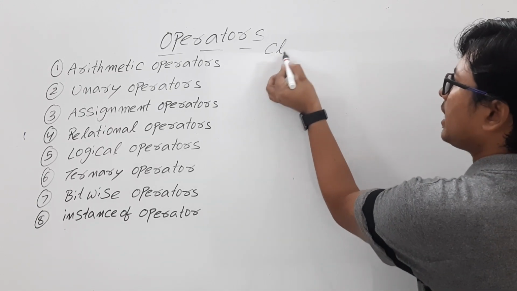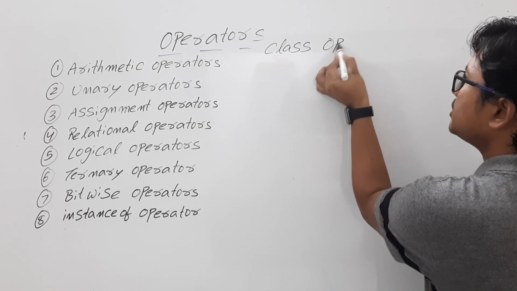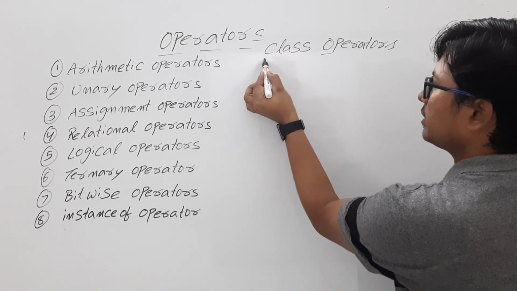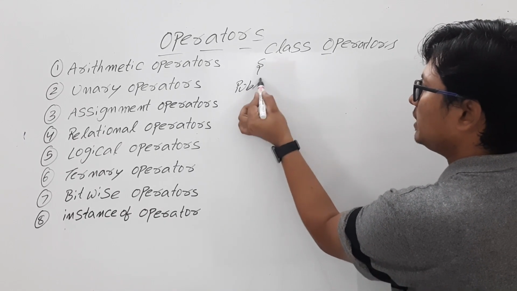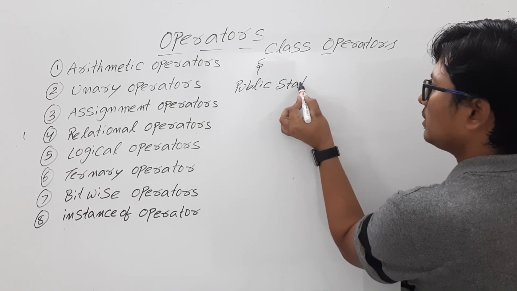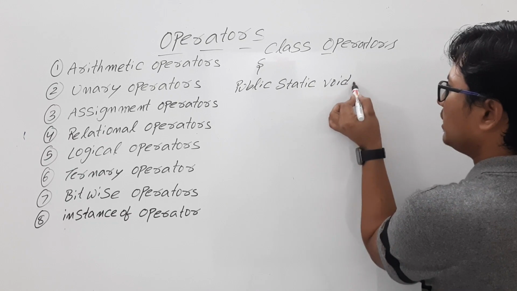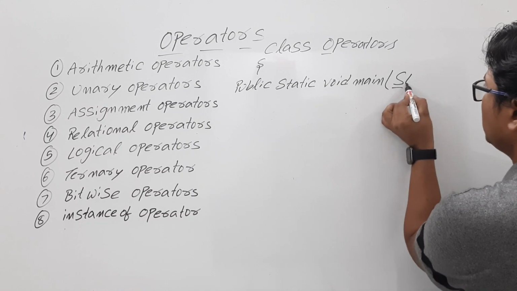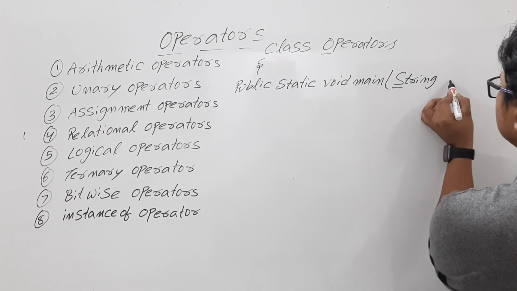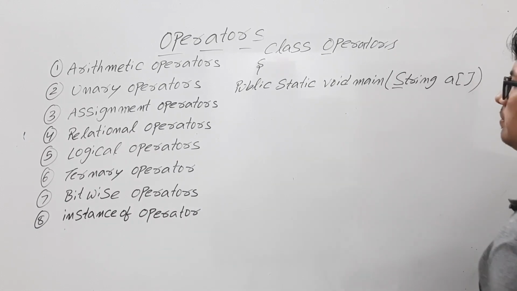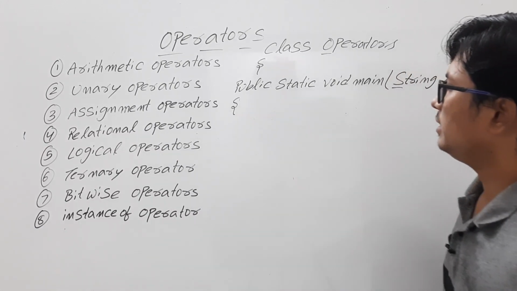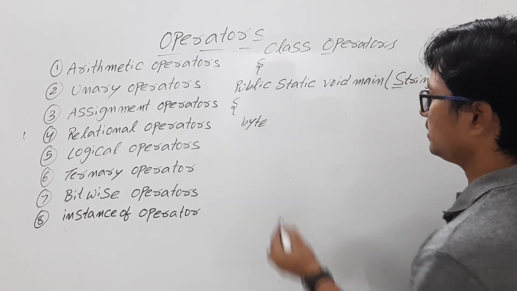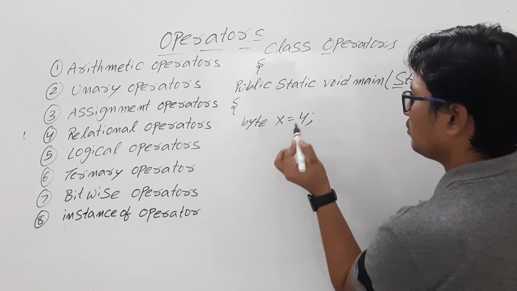Let me take a class, and the class name is Operators, where the O should be capital. Then I will write public static void main, then String where S should be capital. String, you can write args or any array name you can take. Then you open this one and then you can define some variable, byte x is equal to 4.